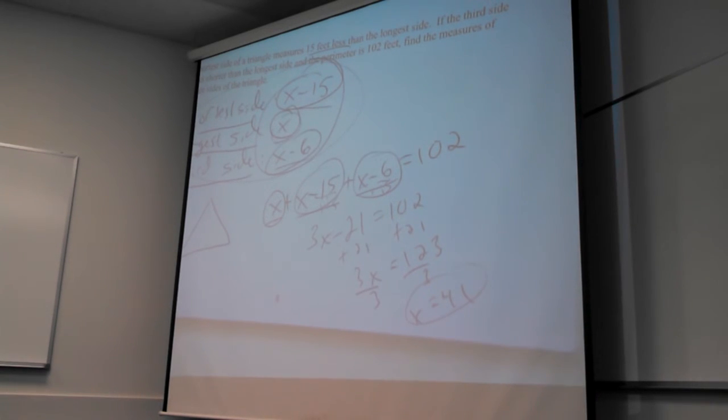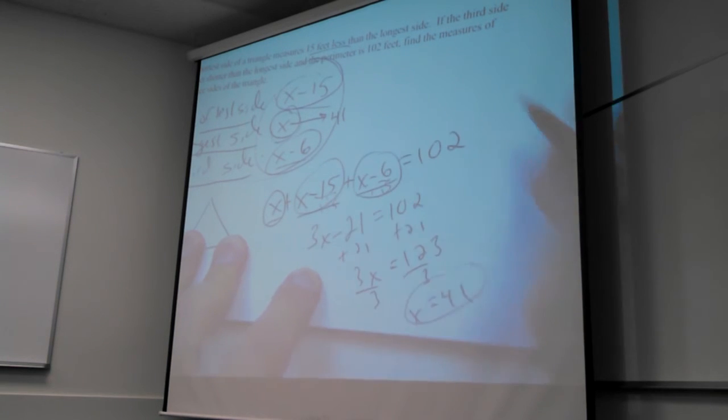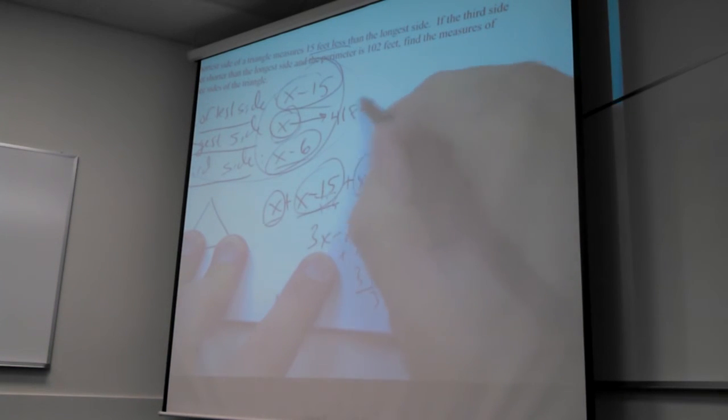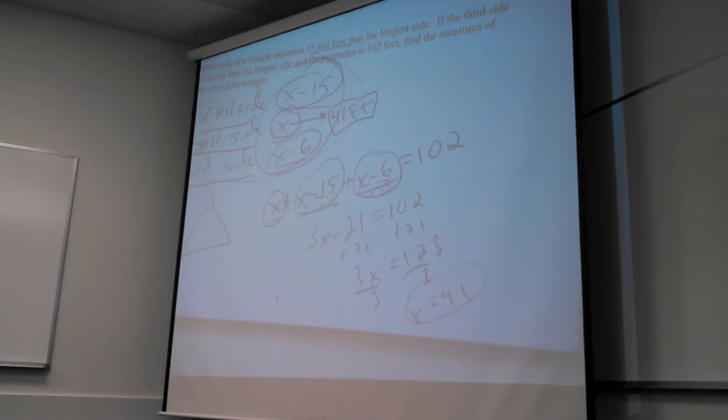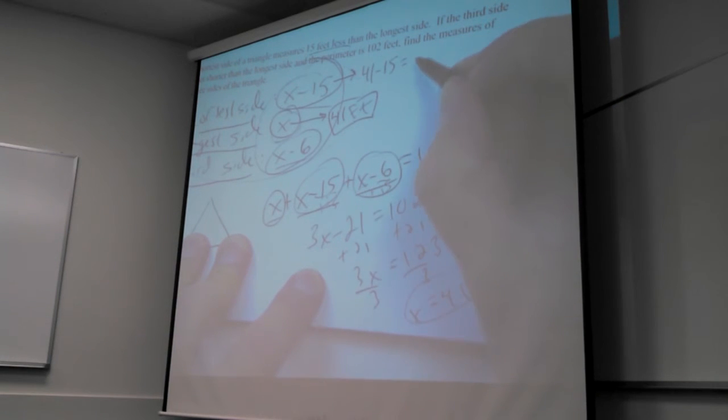So this will be 41 what? Feet. And I will be a dork. You put 41 there, I'll take a point out and say 41 bananas. I'll be a complete dork, so don't make me do that. And then how long is the shortest side? You have 41 minus 15, 26 feet.